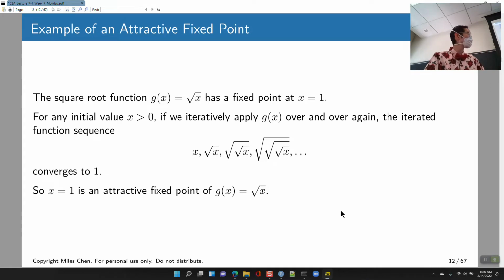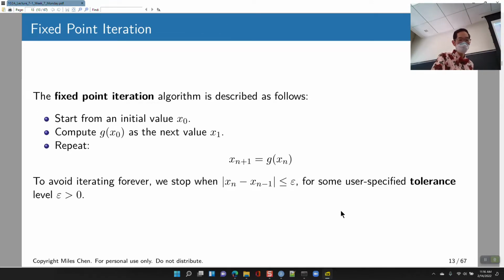That's an attractive fixed point of g of x. And all we have to do is just keep applying the square root function over and over again, and it takes us to that fixed point. So fixed point iteration is a method to help figure out a fixed point. If there's an attractive fixed point, all you have to do is take your current value x0, apply g to that value, and that's going to be your value x1. And then you just repeat. If you're at x at time n, you apply g to that thing, you get x at time n plus 1. And you just keep going over and over again.